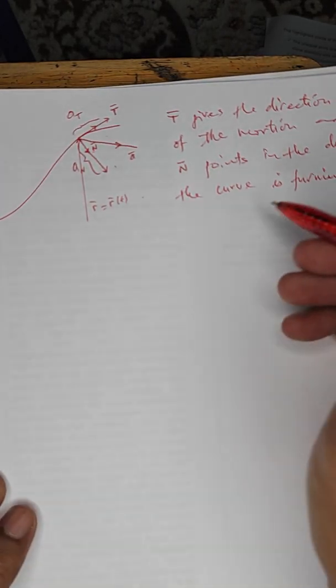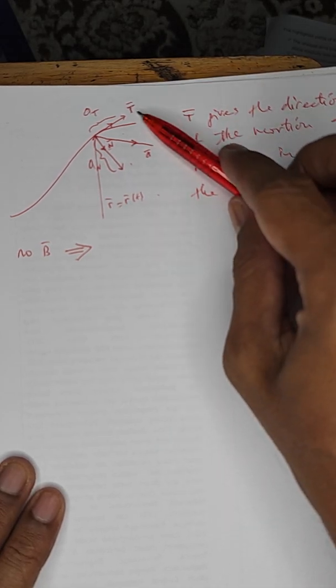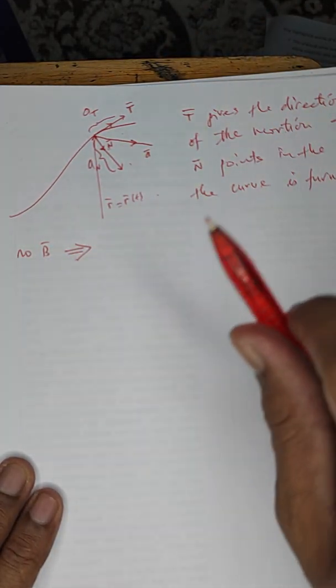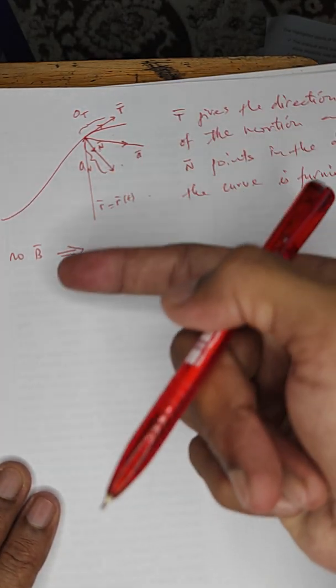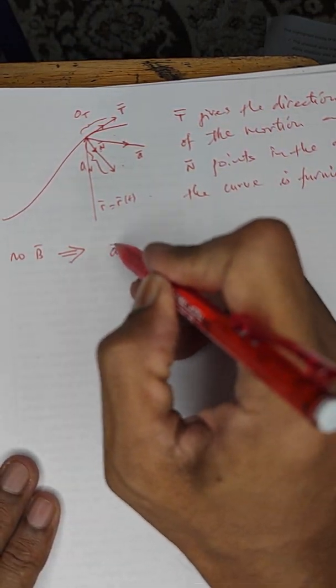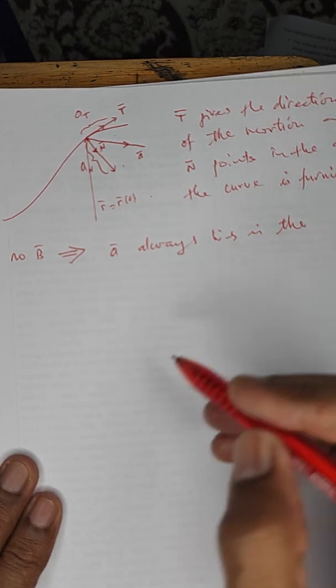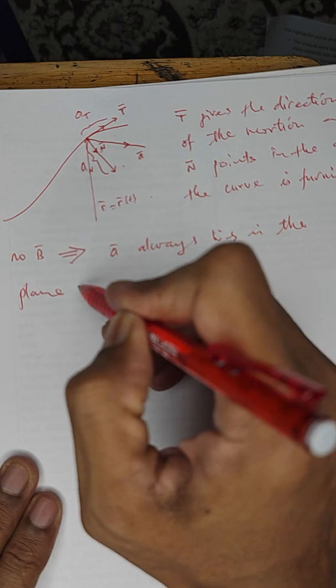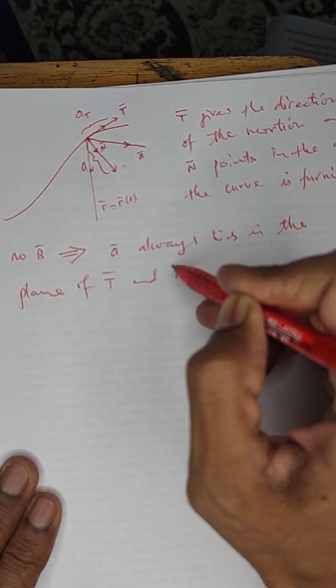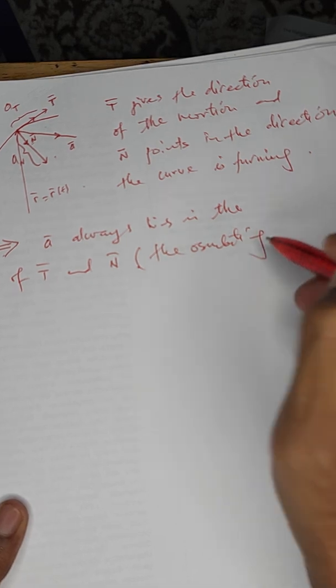Alright, so in this case we don't have B. What does it mean? We don't have B here, so we have only T and N. So it means there's just 2 dimensions. We don't have 3 dimensions. Because if you have B pointed towards you, it means that A always lies in the plane of T and N, which is the osculating plane.